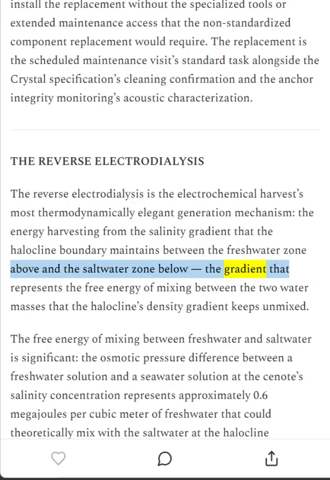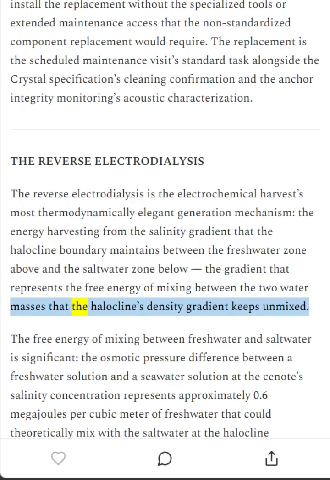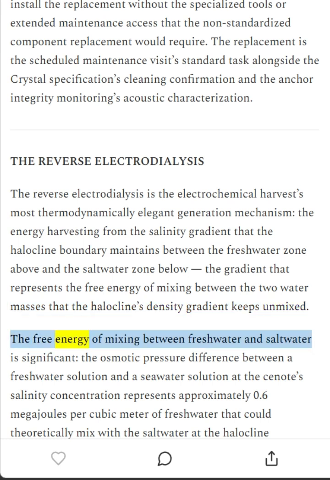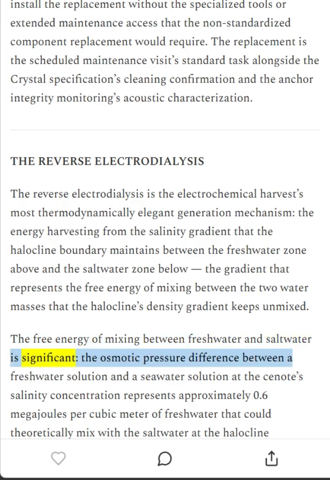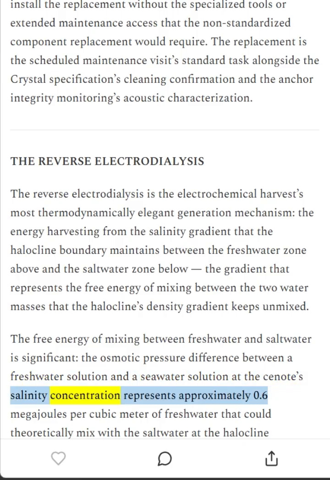The gradient represents the free energy of mixing between the two water masses that the halocline's density gradient keeps unmixed. The free energy of mixing between freshwater and saltwater is significant. The osmotic pressure difference between a freshwater solution and a seawater solution at the cenote's salinity concentration represents approximately 0.6 megajoules per cubic meter of freshwater that could theoretically mix with the saltwater at the halocline boundary.